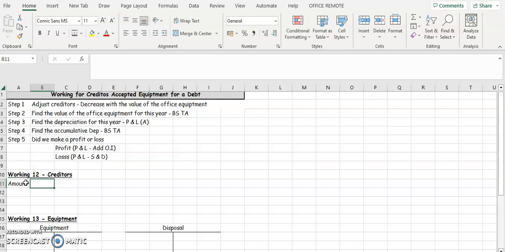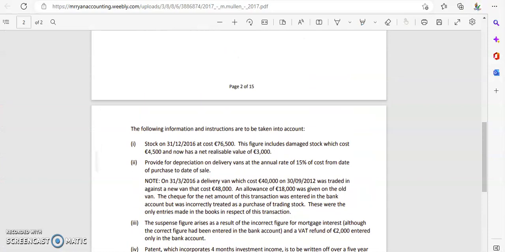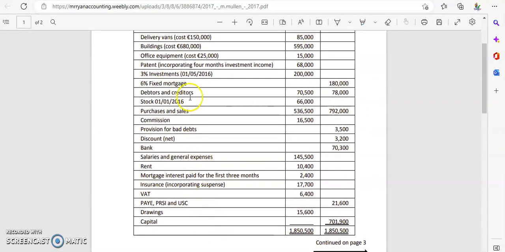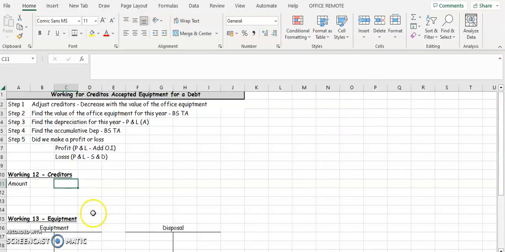So the first thing we're going to have to do is adjust our creditors. So let's find out how much our creditors are from the trial balance. So if we look at our trial balance, our creditors are 78,000. So always make sure you're using the up-to-date figure when you do these adjustments.